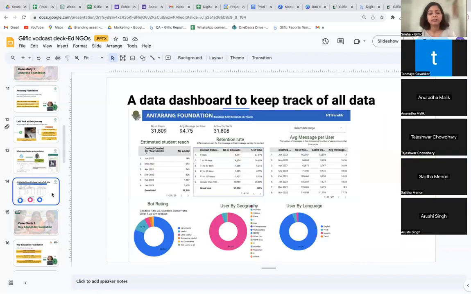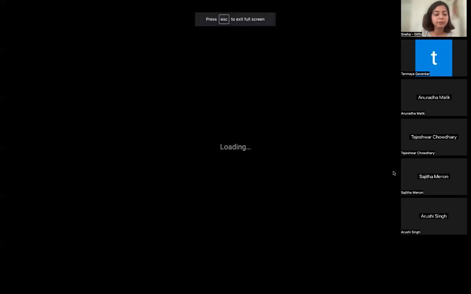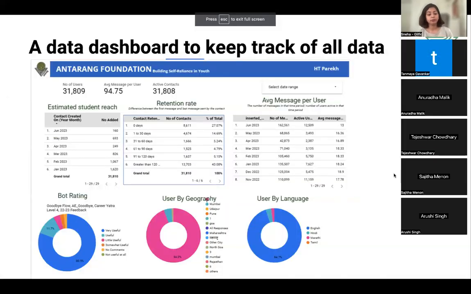I'll also share the data dashboard with you. They've also been using data to track what is happening with respect to the bot and how the bot is being adopted by these young adults. So that's an overall data dashboard.